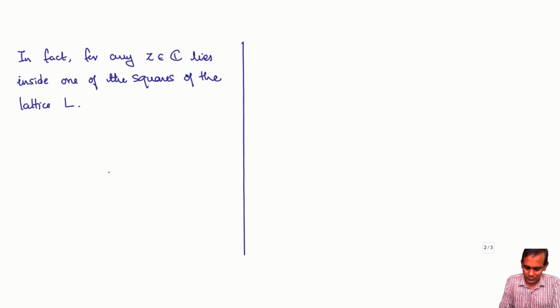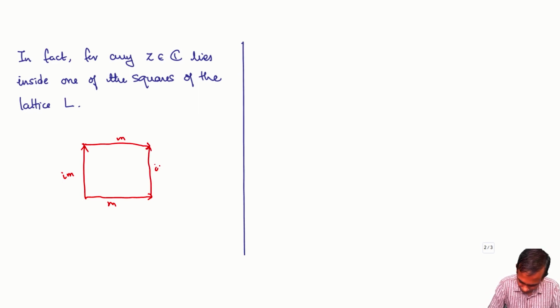So we have a square like this. This vector is m, this vector is im, this vector is again m, and this vector is im, and one of those squares of the lattice will contain our point z. How far must z be from one of the corners of this square? These corners are points in L, and the side of the square is the square root of d of m.